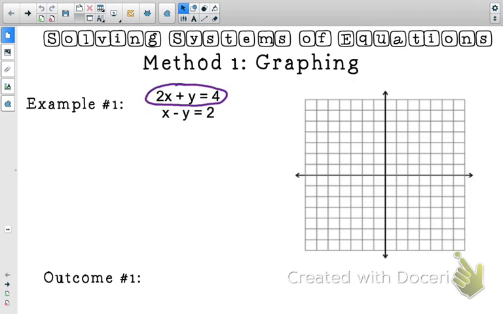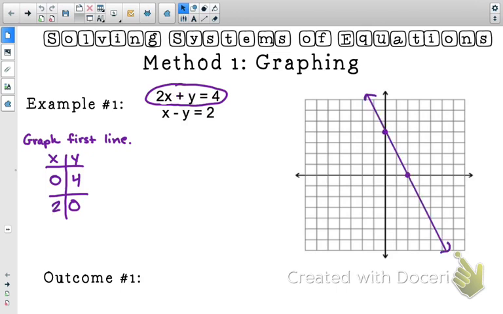Our first line that we see is 2x plus y equals 4. Since this is in standard form, I'm going to graph this line by using an intercept table and the cover-up method. If I plug in 0 for x, I get y is equal to 4. And if I plug in 0 for y, and I divide both sides by 2, 4 divided by 2 gives me x equals 2. So if I plot both of those points and connect them, here is my first line.